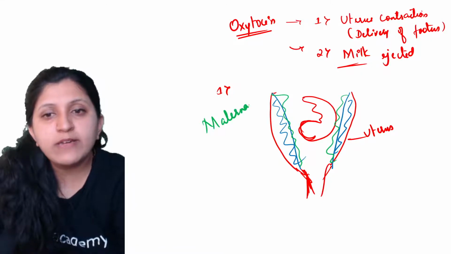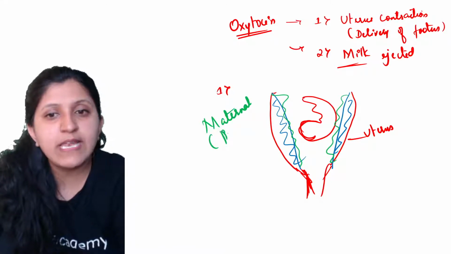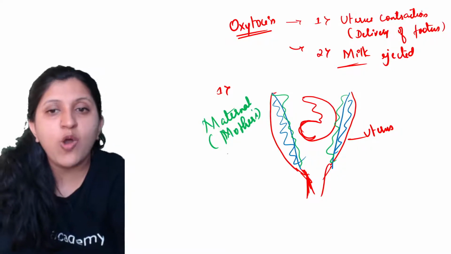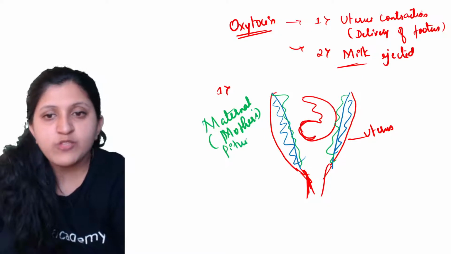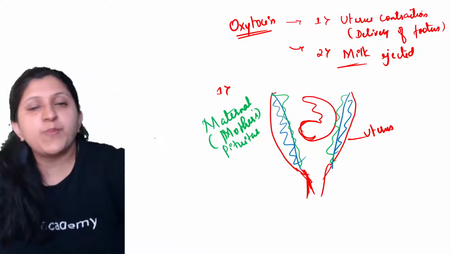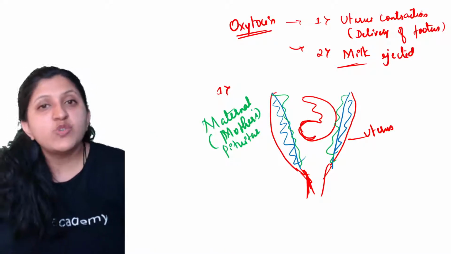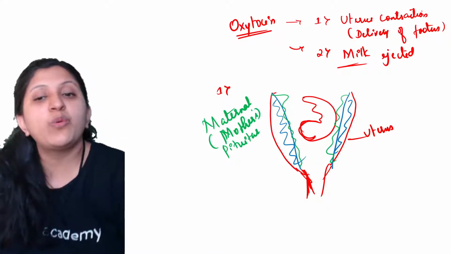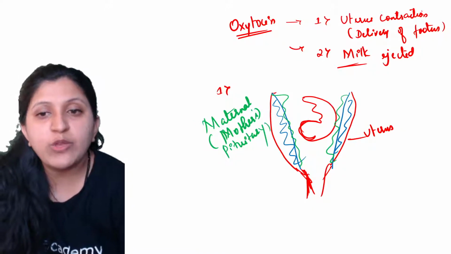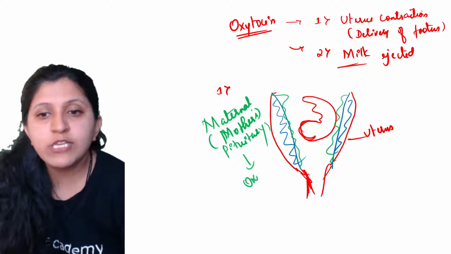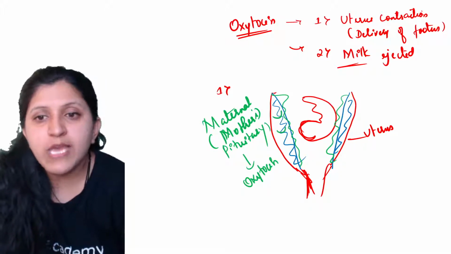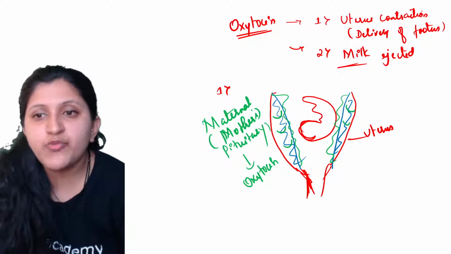Okay, so the mother's pituitary, maternal pituitary, is going to release the oxytocin hormone. This is the brain, and there is a posterior pituitary gland, which is the one that releases the hormone oxytocin. Once the oxytocin is released, there are receptors for it over here.